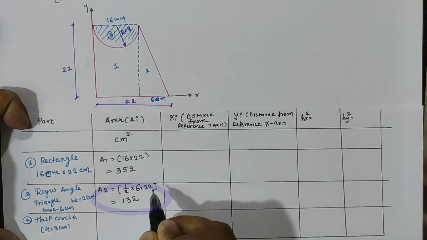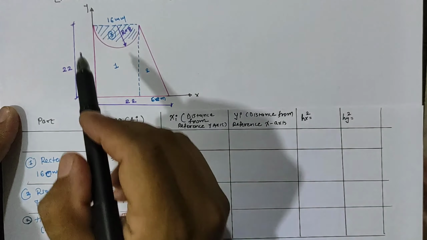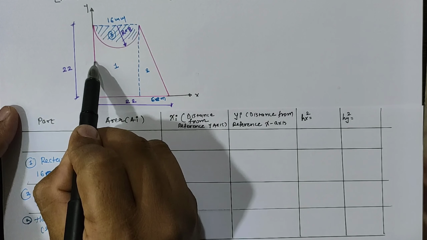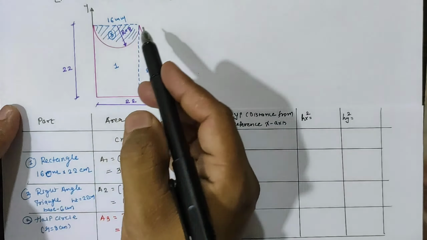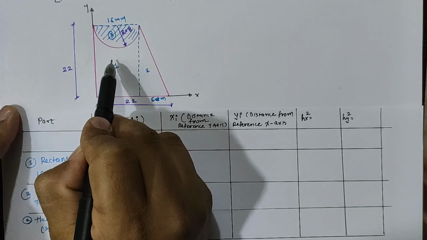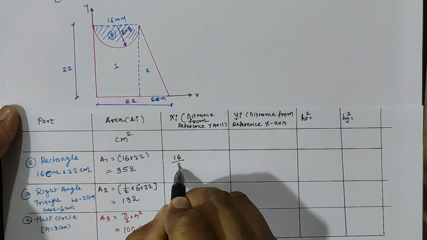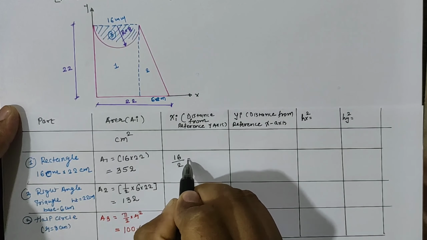Now going ahead for the calculation of xi. Xi means the distance from the reference y-y axis, so we have to calculate the CG distance from the y axis. For the rectangular part, our CG is exactly at half of the width, which is 16 by 2. So our x1 is 16 by 2, which is equal to 8 centimeter.